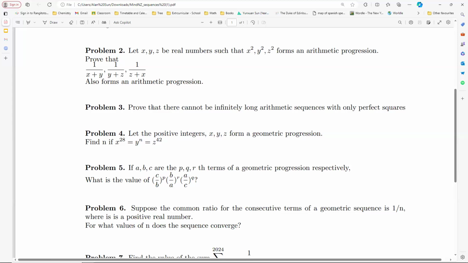So the next problem is: prove that there cannot be infinitely many long arithmetic sequences with only perfect squares. We'll give you guys 2 minutes for this one as well.